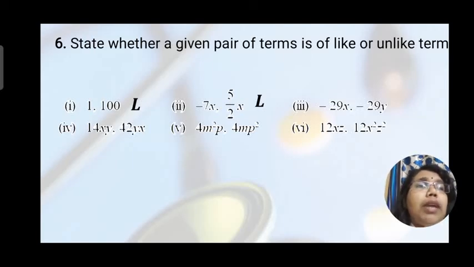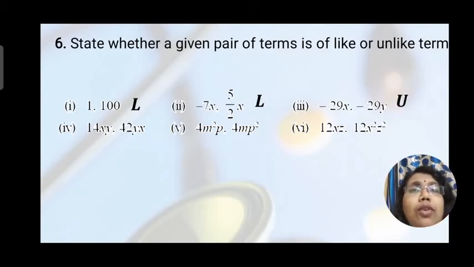The third one, minus 29x and minus 29y. Here though the coefficients are the same, the variables are not the same, so they are not like terms, we call them unlike terms. The fourth one, 14xy and 42yx. Here we see that the variables are x and y, though the order is different, the variables are the same, so they are like terms.